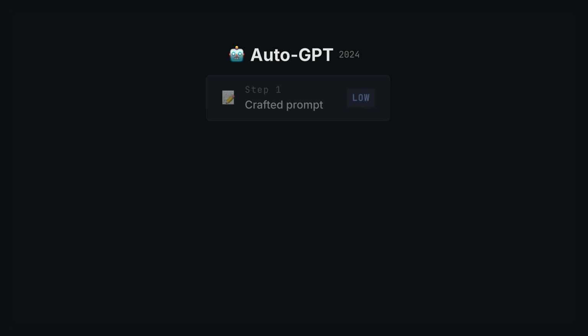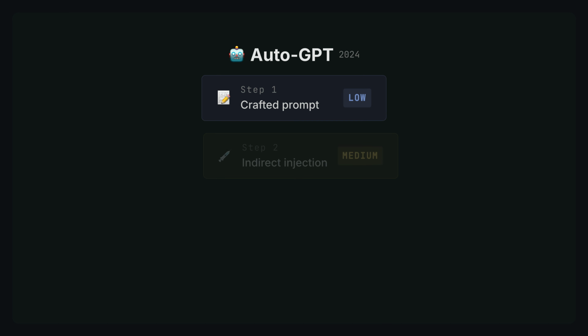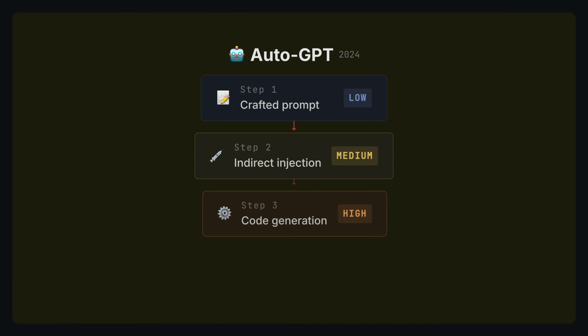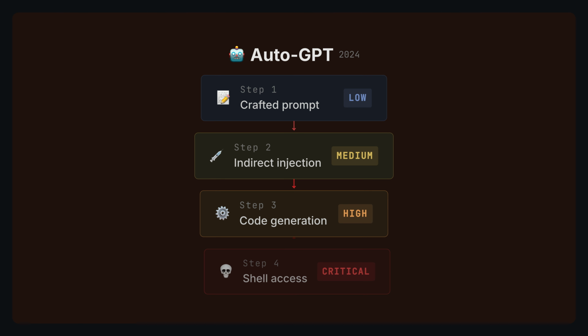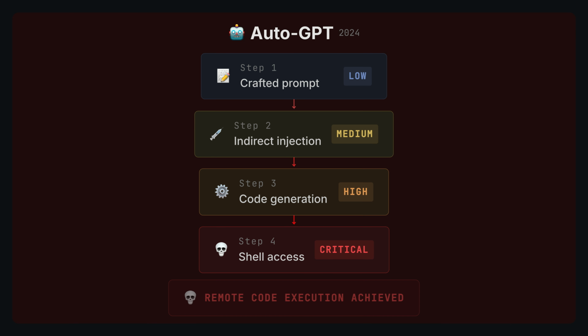Researchers demonstrated indirect injection on an autonomous agent. The payload, hidden in a web page the agent was told to summarize. The result, full remote code execution. The AI ran attacker-controlled code on its own machine.